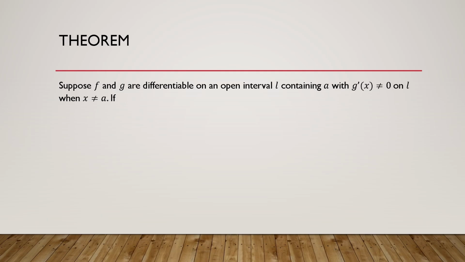Suppose f and g are differentiable on an open interval L containing a, with g prime of x not equal to 0 on L when x is not equal to a. If both the limit of f of x as x approaches a and the limit of g of x as x approaches a equal 0, then the limit of f of x over g of x as x approaches a equals the limit of f prime of x over g prime of x as x approaches a.